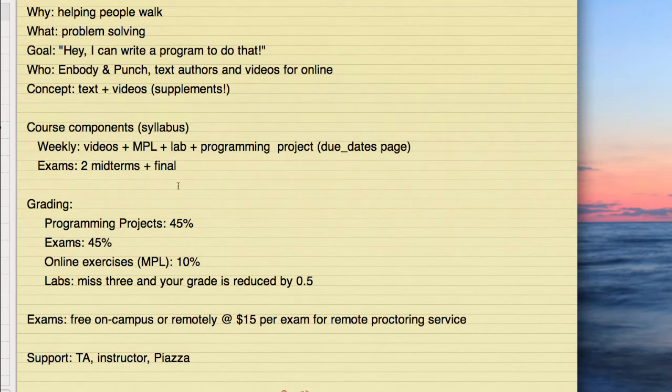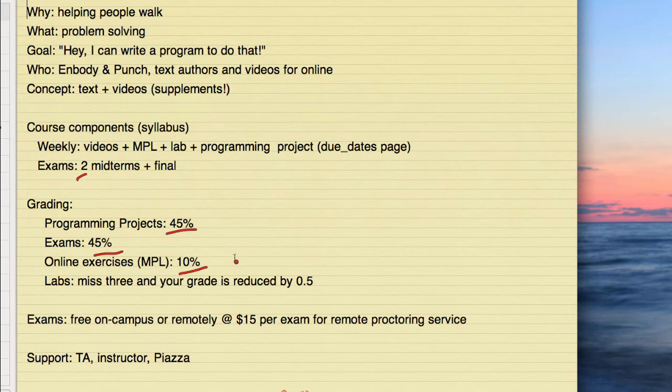In addition to that, there is, of course, midterm and final. We actually have 2 midterms. They're listed in the syllabus. Grading, so those programming projects I mentioned make up 45% of the course. The exams make up 45% of the course. You get 10% for the online exercises, just to let you know.